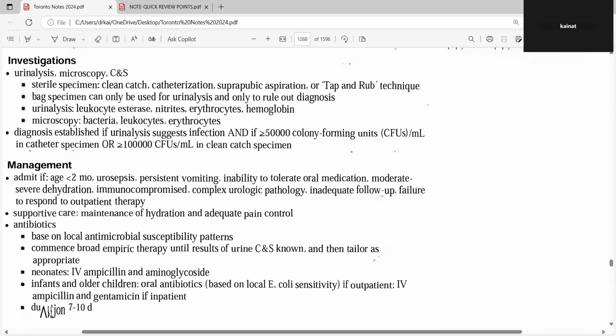So in which cases are you going to do what? As we already know, the fever one. If the infant is less than 2 months or less than 1 month, usually we go for the admission anyway. If there is persistent vomiting, urosepsis, oral medication is not tolerated, dehydration, immunocompromise, where you feel like this patient needs to be admitted. Then supportive management, you give hydration, pain control, antibiotics, as we already discussed. In the neonates, you go for IV ampicillin, and in infants on the oral route, you go for the oral antibiotics.